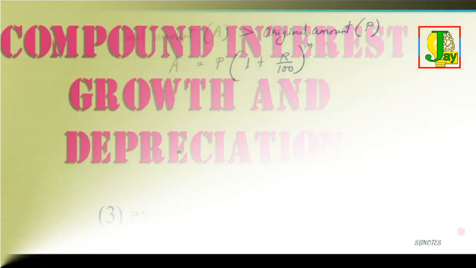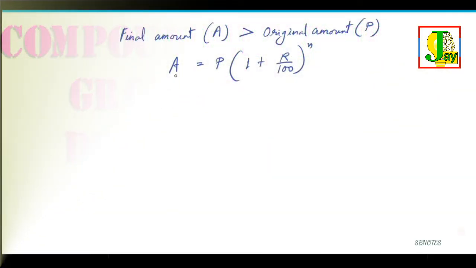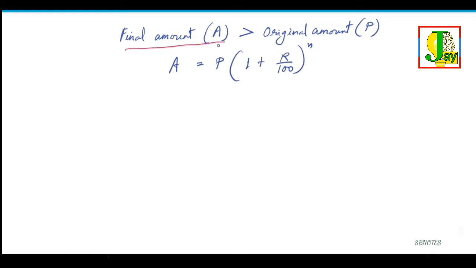If you have seen my previous class videos on this chapter, you will understand that the final amount is always greater than the original amount. That's the principle. And the formula to find the amount is A equals P into (1 plus R by 100) whole power N, where the terms have their usual meanings.